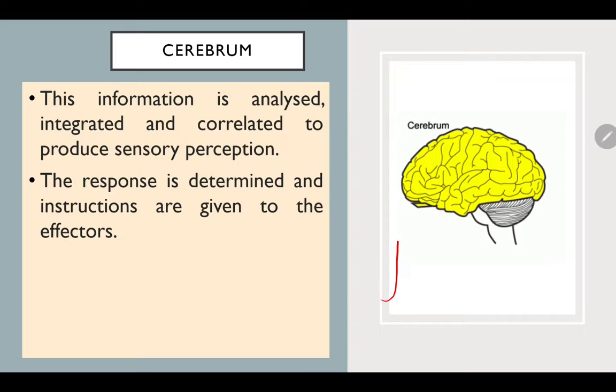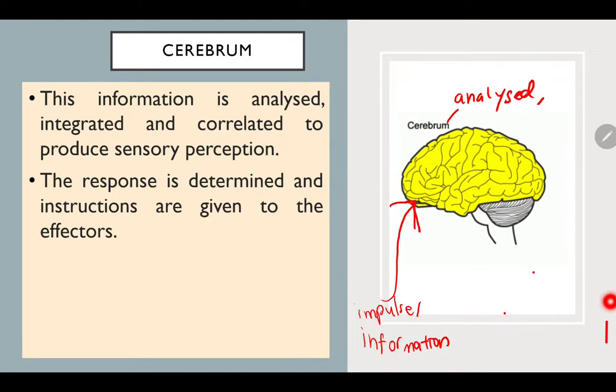So impulse or information is sent to the cerebrum. The arrow here means that the impulse or information is sent to the cerebrum. So cerebrum analyzes, integrates, makes decisions and whatsoever about the information just now. And then the cerebrum determines and instructions are given to the effectors.